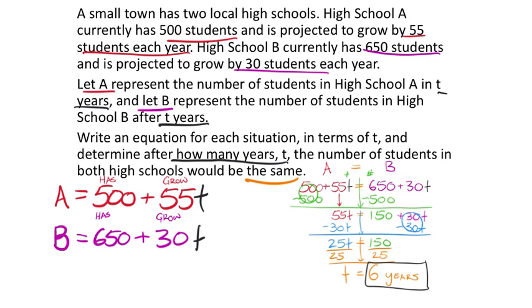I guess this one's easier. 180, so 830. So it looks like there'd be about 830 students.